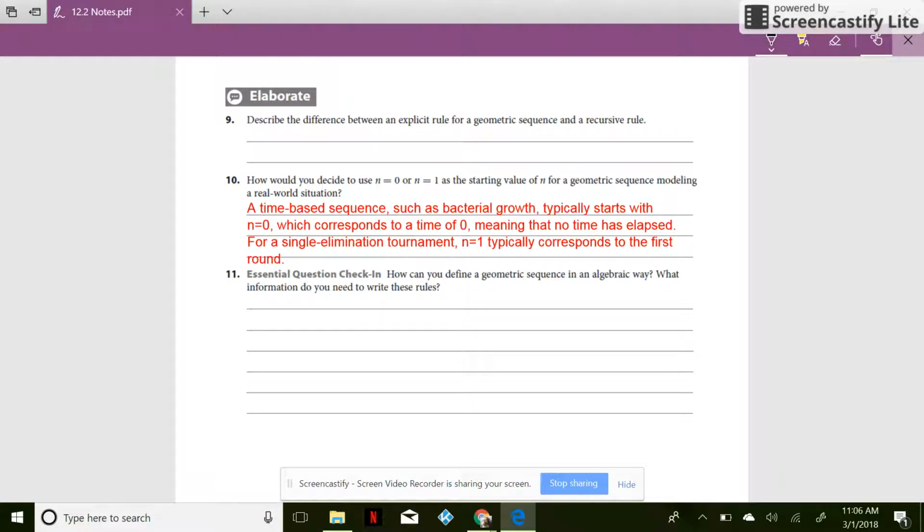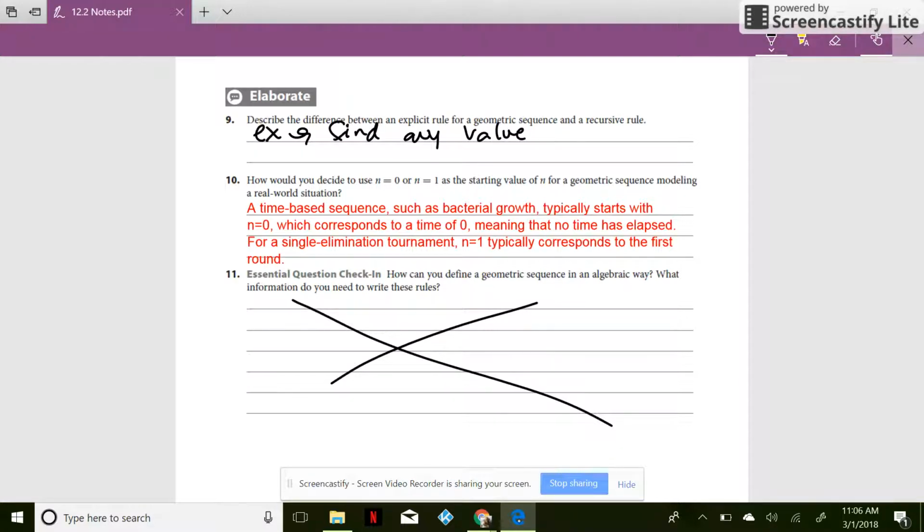So describe the difference between an explicit rule for a geometric sequence and a recursive rule. So again, same idea as we talked about before. Explicit, if we want to find any value or just one value. And then recursive, if we want to find all the values.